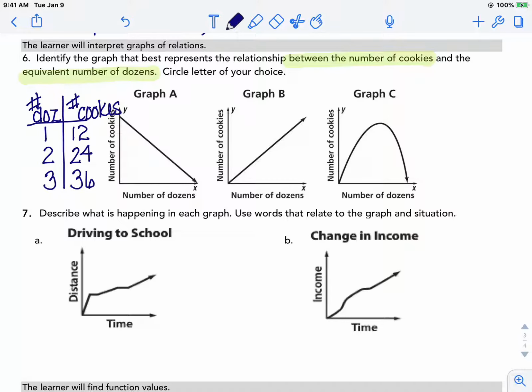As I continue to increase my number of dozens, my number of cookies is going to get bigger by 12 each dozen I add. So I can definitely rule out graph C, because at a certain point the number of cookies starts going down even when the dozens keeps getting bigger. Then I've got to decide, when I have 0 dozen cookies, should I have a lot of cookies? Or when I have 0 dozen cookies, should I have 0 cookies? And the answer should be B, because as I increase my dozen, my number of cookies should also increase.